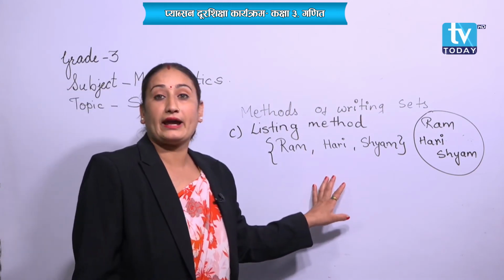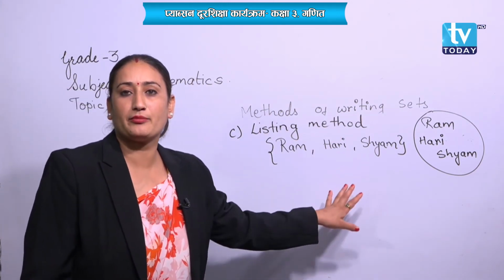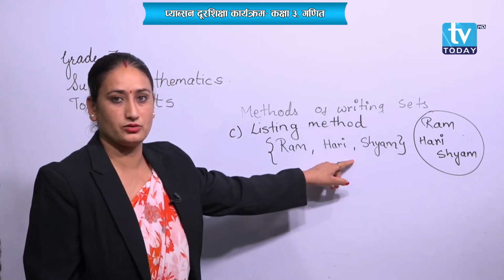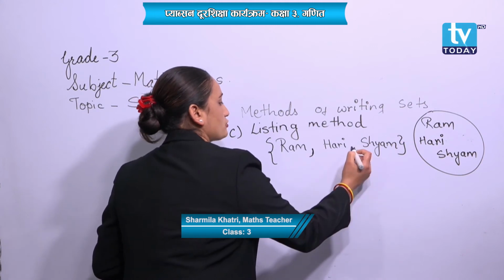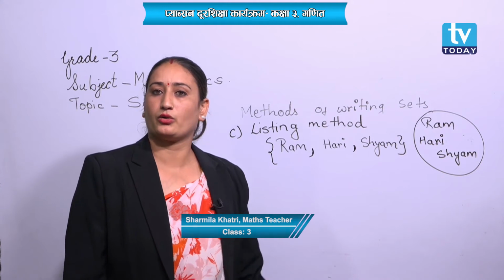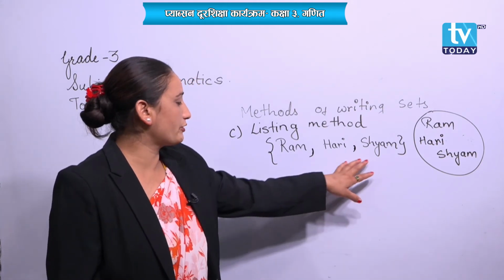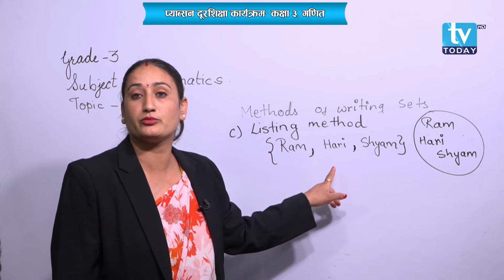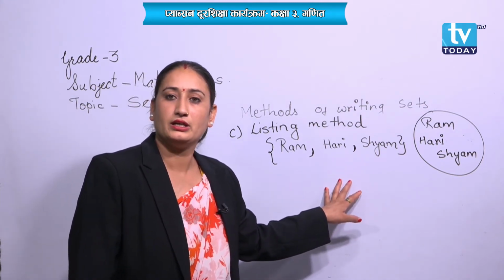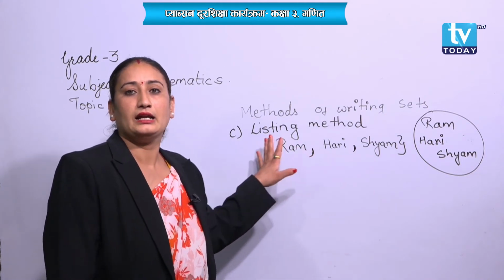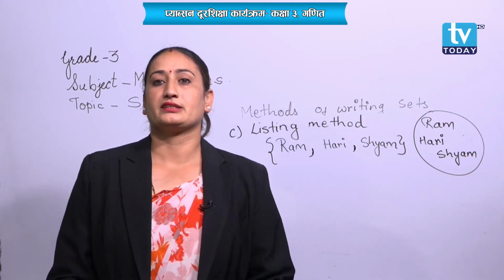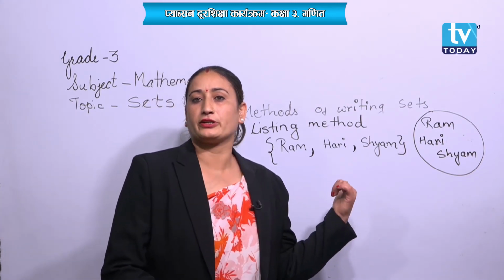While writing or listing the numbers, members, or names, there must be a comma also. Please use the comma to separate the names or the numbers. Whatever you write in the middle of the curly brackets, you must use a comma also to separate it. So this is known as the listing method. Done, students? This is a much more important topic for you as well.